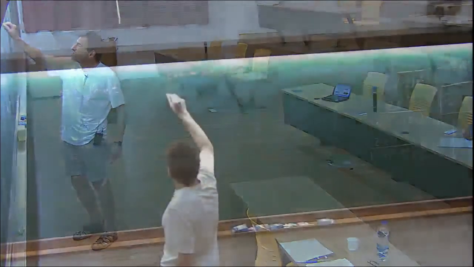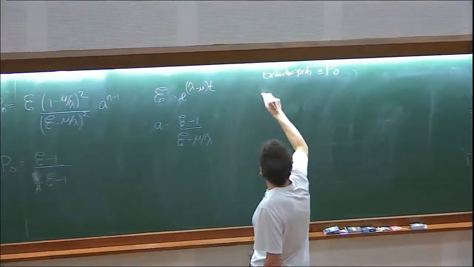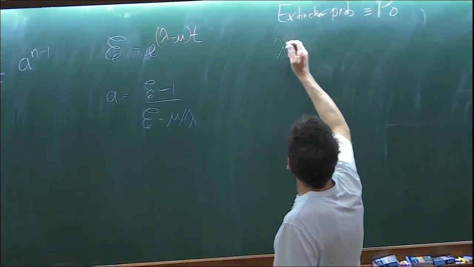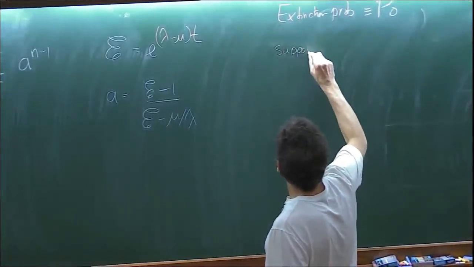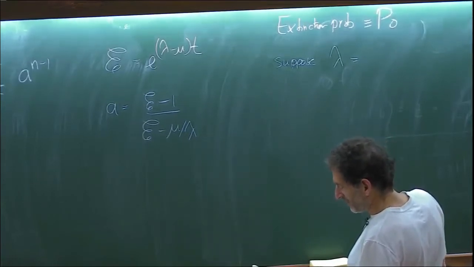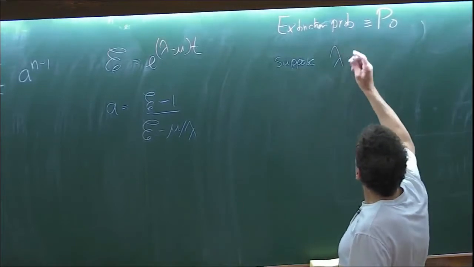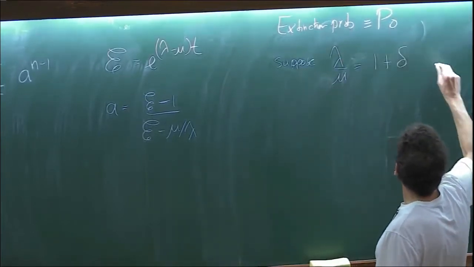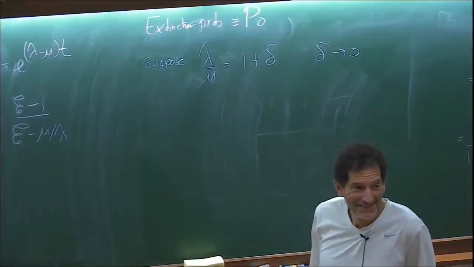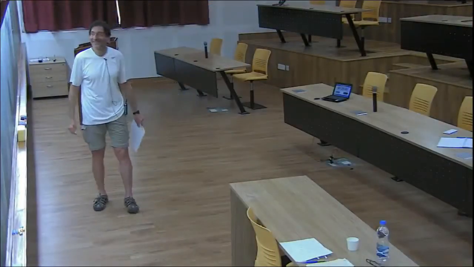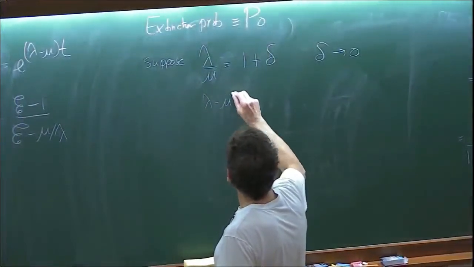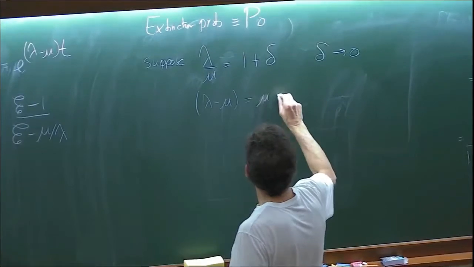So let's suppose that lambda is close to mu. Let me assume that lambda over mu is equal to 1 plus delta, with delta going to 0. Let's try that and see what happens. Okay. So in this case, lambda minus mu is equal to mu delta.